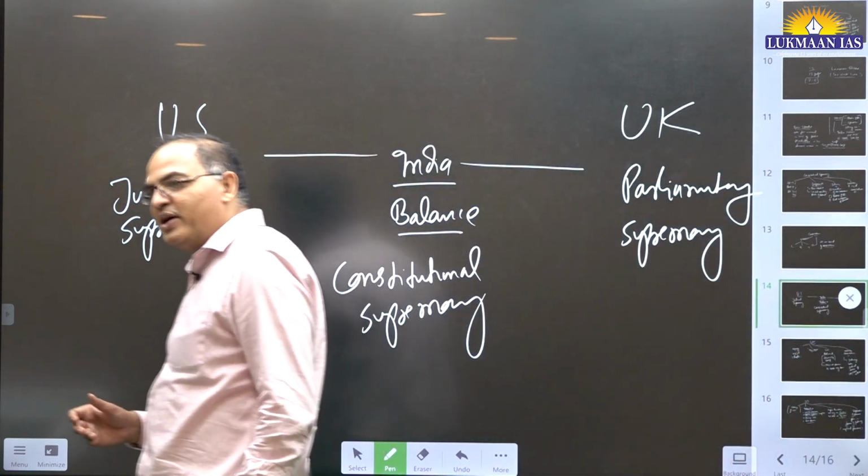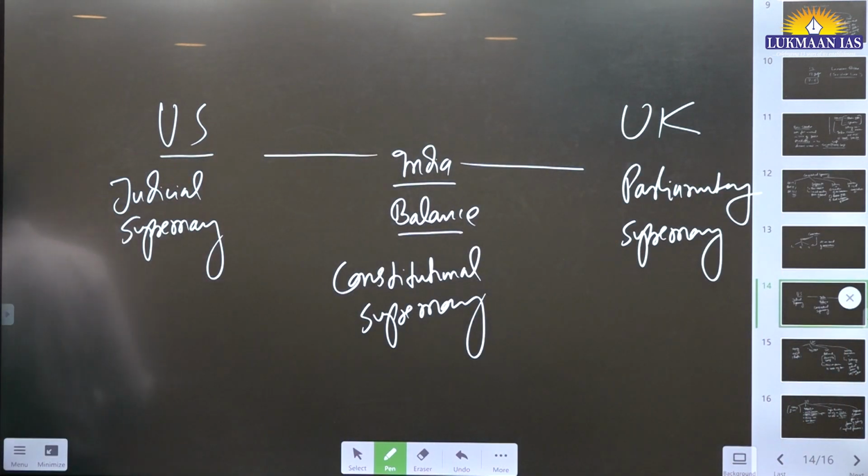But we do not want judicial supremacy because it is not good. It shifts power towards the judiciary. So we have learned it. The framers of the constitution were aware of this, hence they did not want to give undue powers to the judiciary. And at the same time they were also aware of the UK system where Parliament had absolute power.